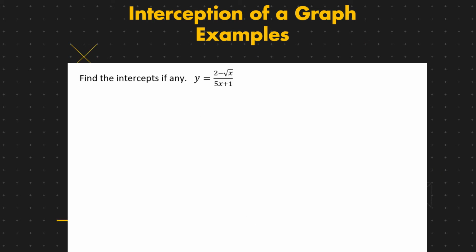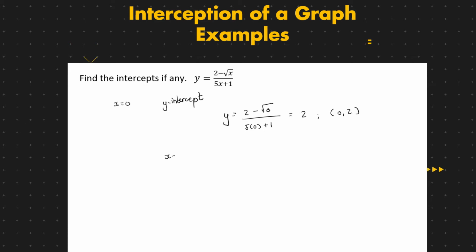Let's look at one more example. So here again we're going to find the intercepts if there are any. So remember, to find the y-intercept, we will put x is equal to 0. So let's find the y-intercept here. We will have y is equal to (2 minus the square root of 0) divided by (5 times 0 plus 1). So this will give us 2 divided by 1, so that will be equal to 2. So our coordinate will be (0, 2).